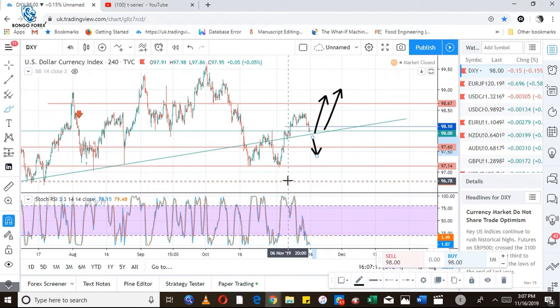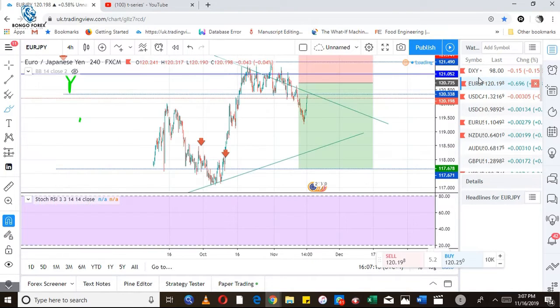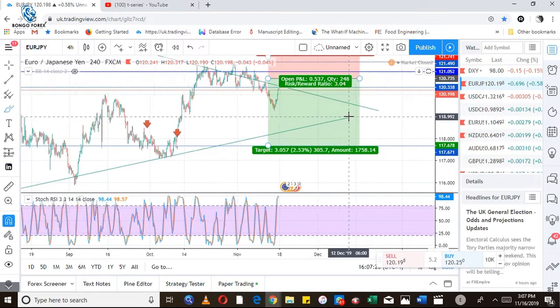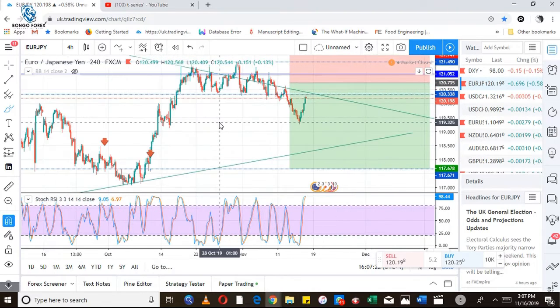Otherwise guys, let's move to the next part, and that part will be analyzing currency pairs. Now for Euro JPY, it's quite interesting for me.